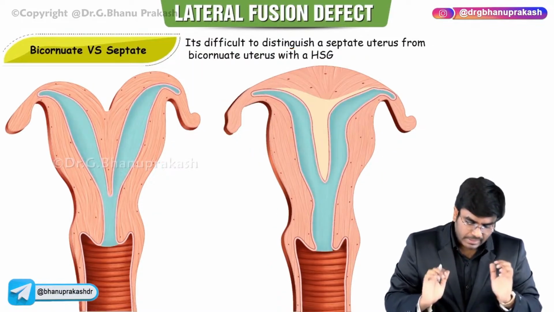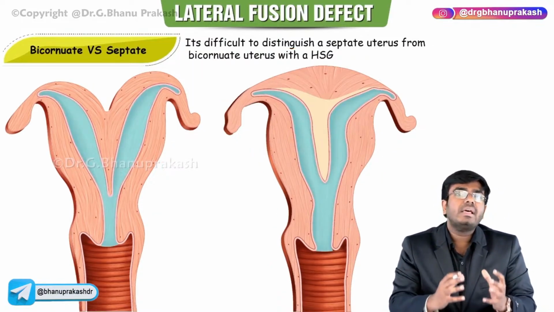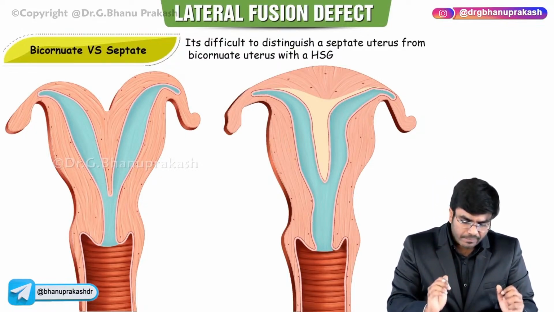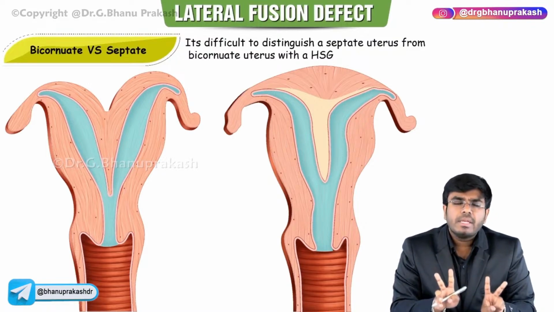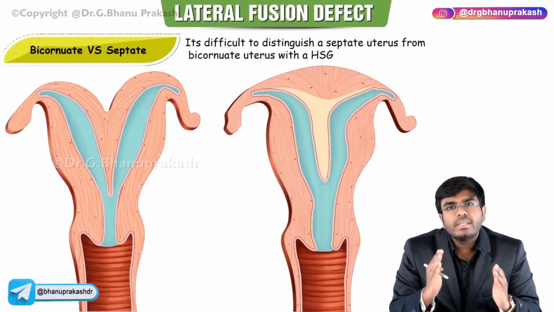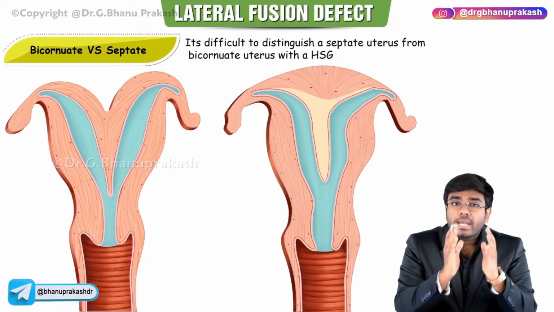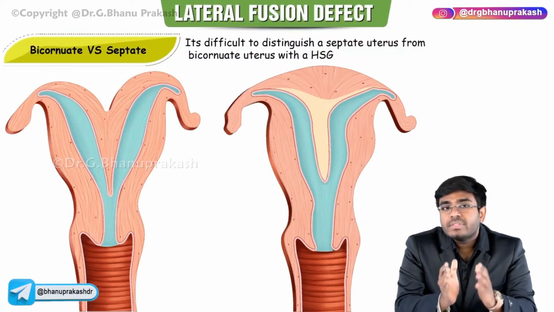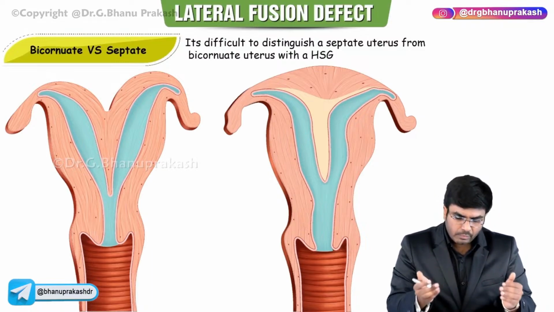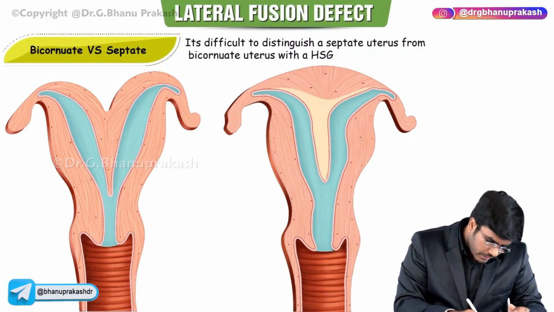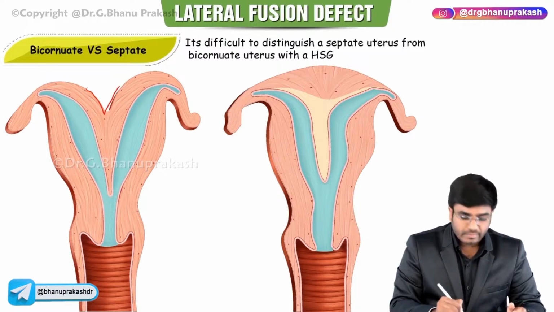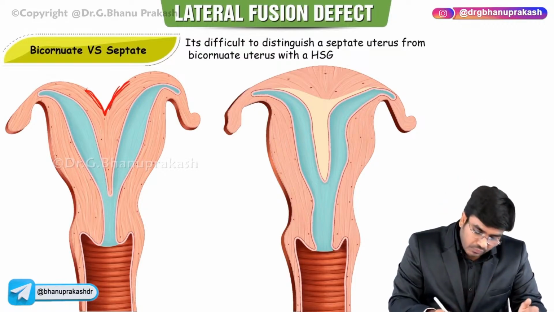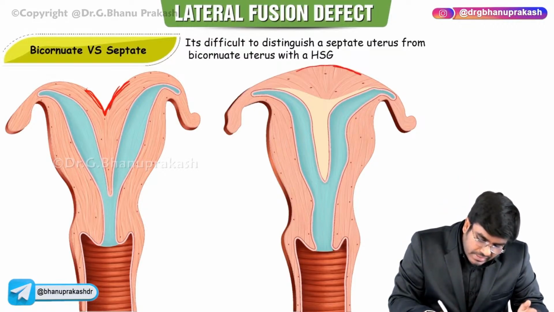Now let me show you. This blue color area is where I am filling the radio contrast dye. Please only concentrate on the blue color area. They look exactly like a Y shape. In both conditions, they look exactly the same. So you cannot differentiate a bicornuate uterus and a septate uterus with hysterosalpingography. Now you can ask me, can we simply differentiate with the fundal contour? Because the fundal contour in the bicornuate uterus is a bit deep and in the septate uterus is absolutely normal.